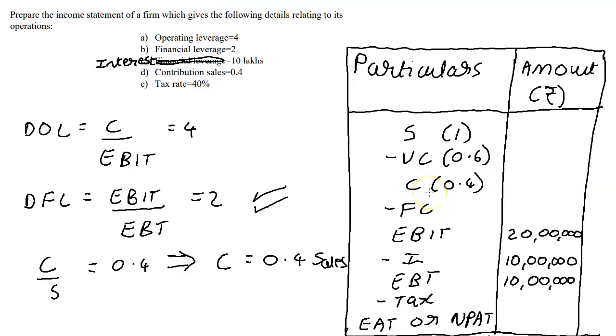Going back up to the question, we've been given a tax rate of 40%. So if the tax is at the rate 40%, 40% of 10 lakhs is going to give me 4 lakhs. Subtracting, I get net profit after tax as 6 lakhs. Now, I have contribution upon EBIT is equal to 4. Contribution, I do not know, but I know that EBIT is 20 lakhs.